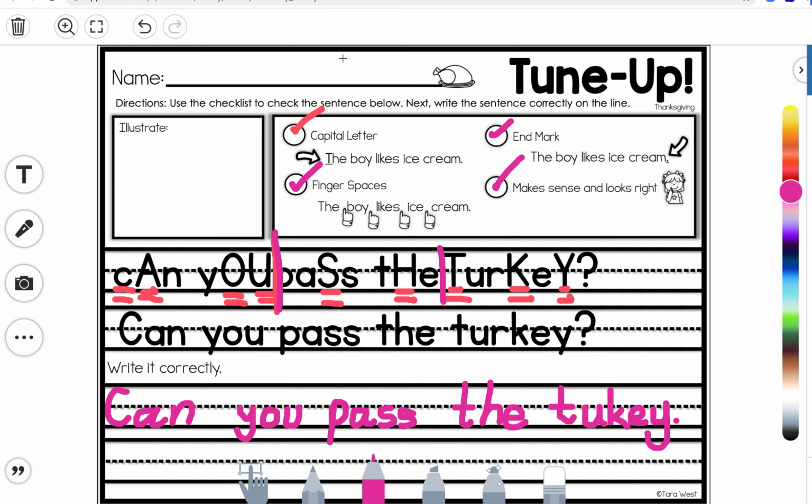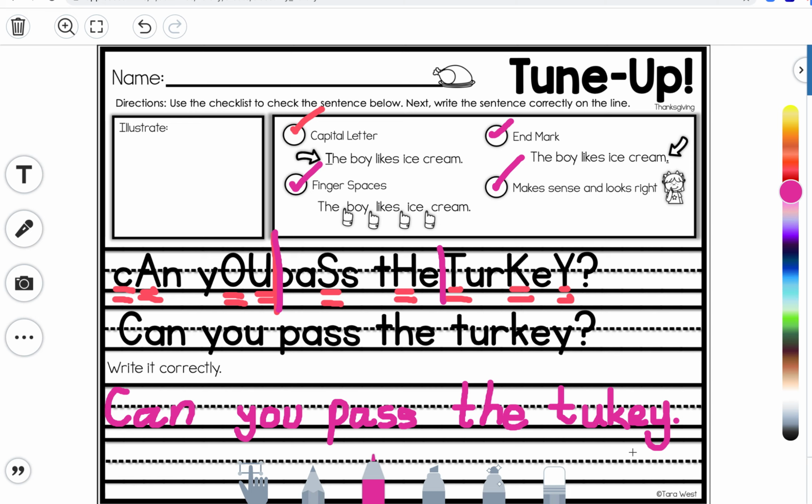You don't have to do anything to this page. This one was just for me to show you. On the next page, you're going to do it by yourself. If you're struggling, go back up here. Did it have a capital letter? Is it okay for Mom to help you on this one? Yes, because we're all learning.